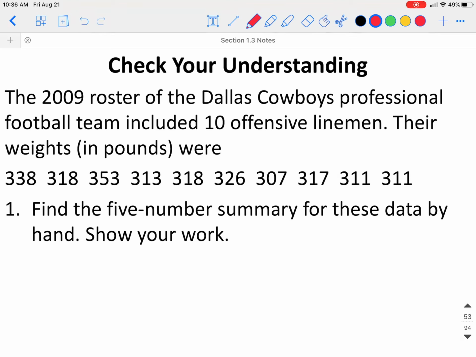The 2009 roster of the Dallas Cowboys professional football team included 10 offensive linemen. Their weights in pounds were given. Find the 5-number summary for these data by hand and show your work.